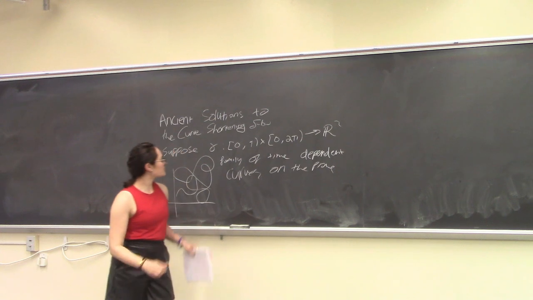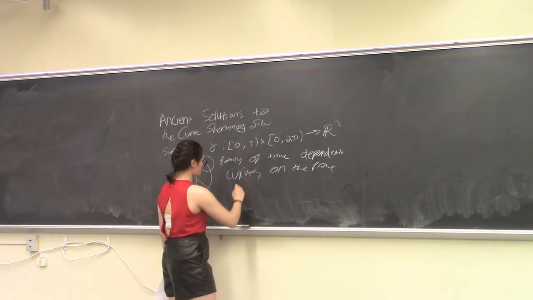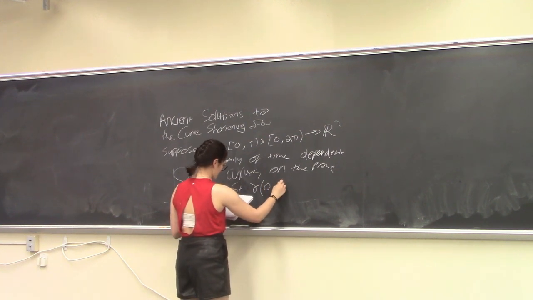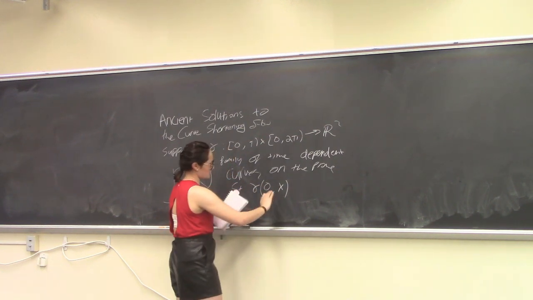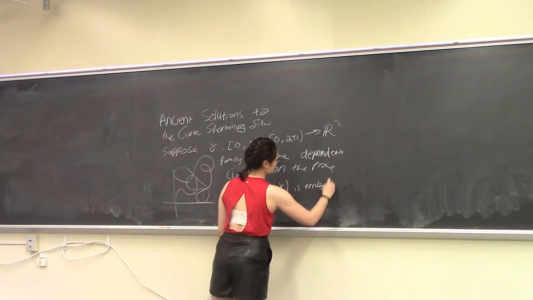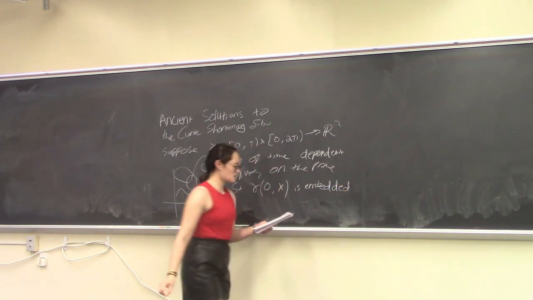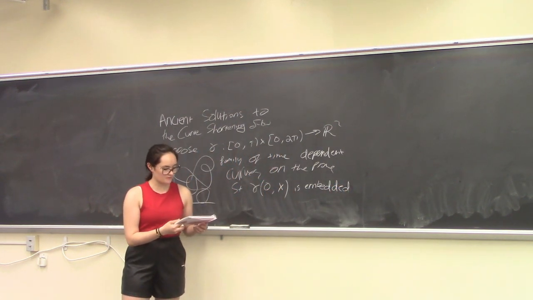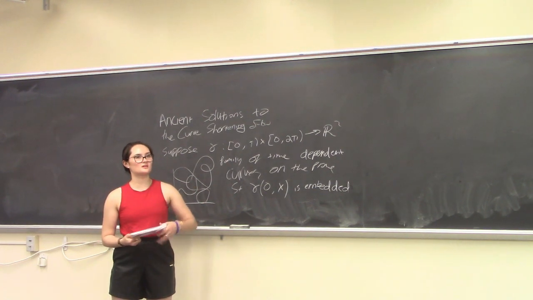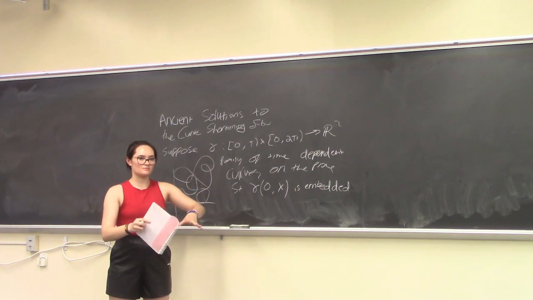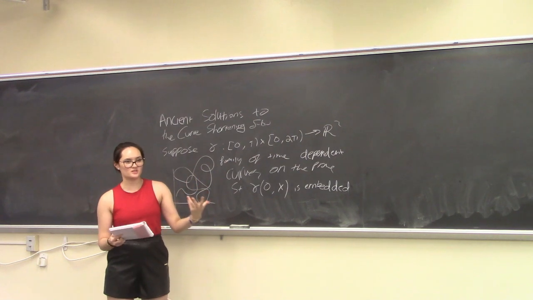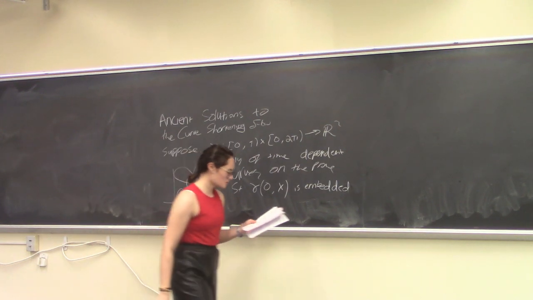Such that our initial conditions, so at time equals zero, our initial position is embedded. When I say embedded, I just mean that it's an injective differentiable function between differentiable manifolds. So you can just think about it as like you've stuffed it into a plane, there's no self-intersections, there's no bad points basically.